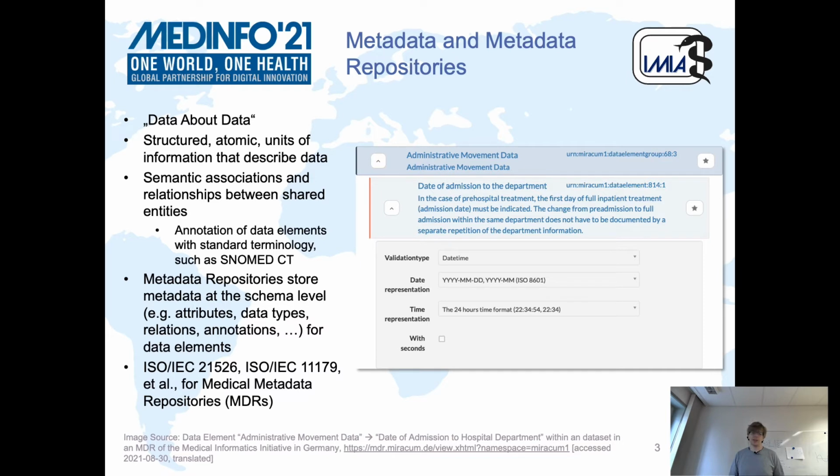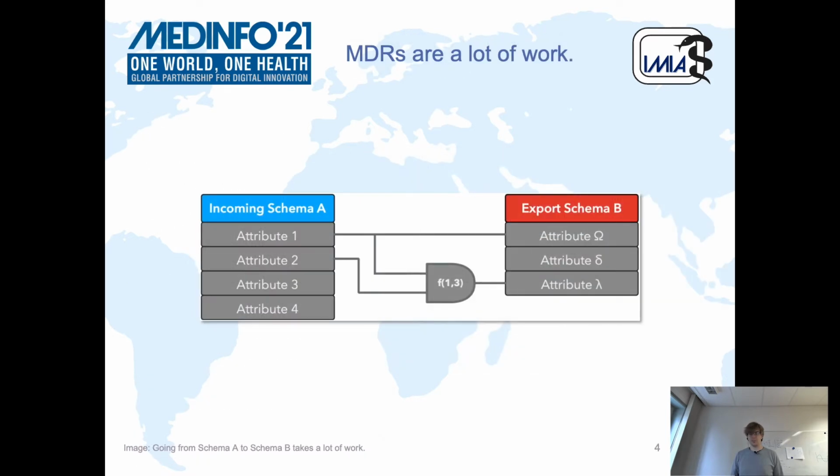At the end of the day, metadata is generally used to aid in data processing. Metadata repositories can facilitate something like this, where we can have an incoming schema, an export schema, and then we can have relations between those elements that map between those attributes or call some kind of function to transform those attributes to another.